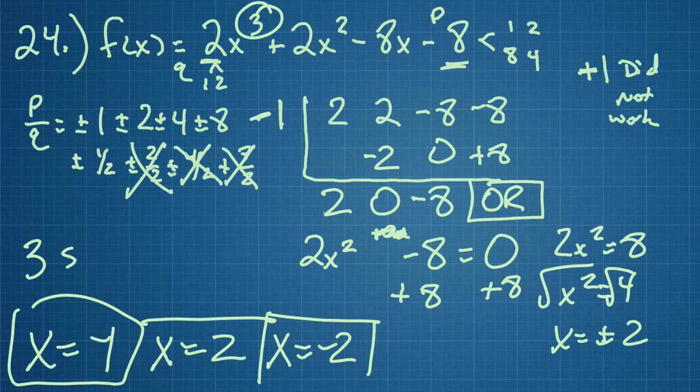3 solutions. I know there can't be any more solutions because that little 3 tells me that. All right, tells you that you could have up to 3 solutions. All right, moving on to 26.